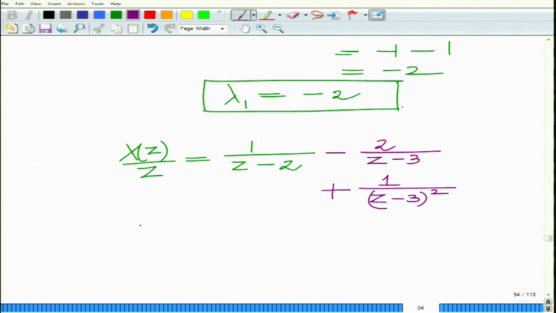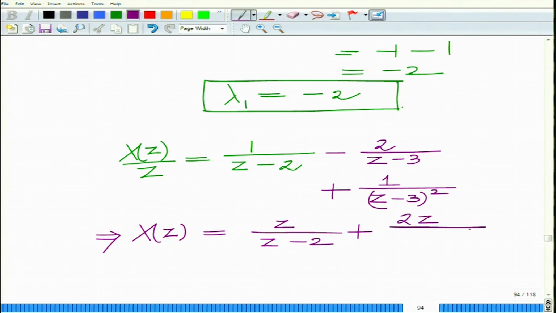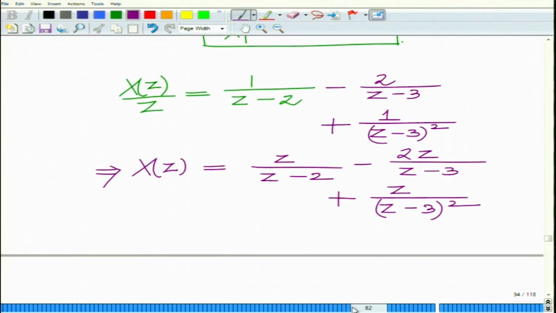So, this implies that X(z) equals z over z minus 2 plus minus twice z over z minus 3 plus z over z minus 3 whole square. So, this is basically the partial fraction expansion of X(z). And remember, the ROC still remains, the ROC is given as 2 less than magnitude of z less than 3.